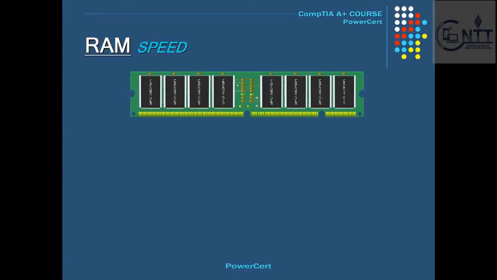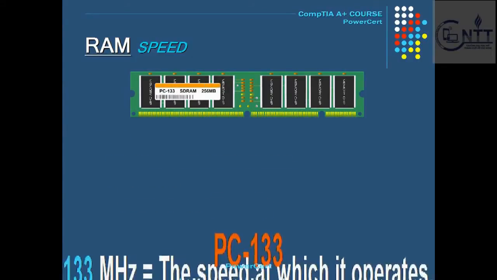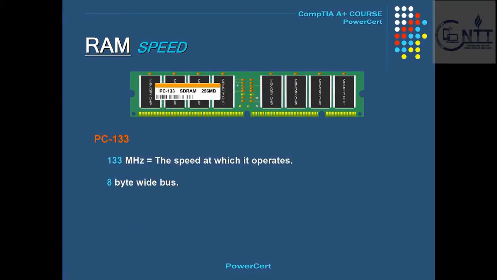For an SDRAM module labeled PC133, you multiply 133 by 8 bytes, which equals 1066. So the total bandwidth for PC133 equals 1066 megabytes per second.